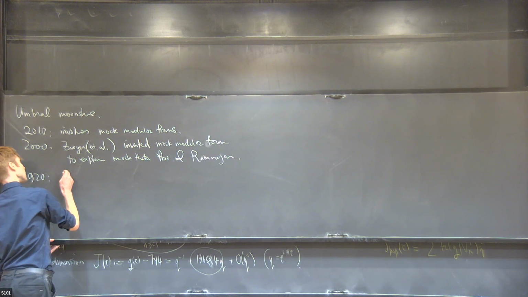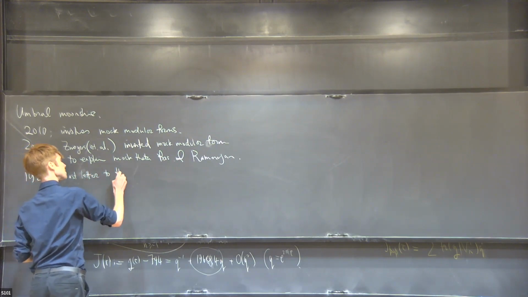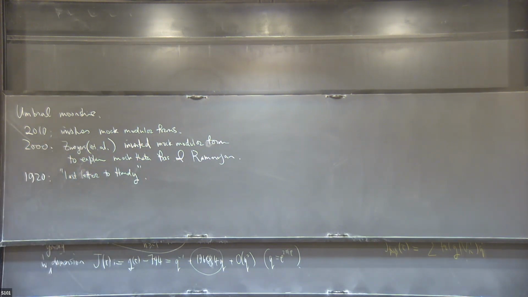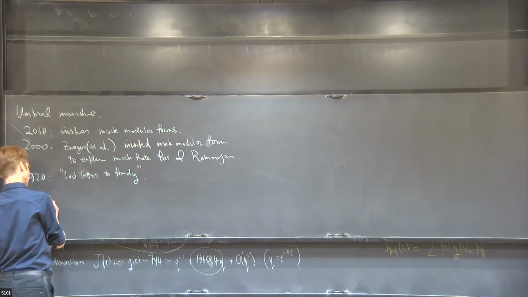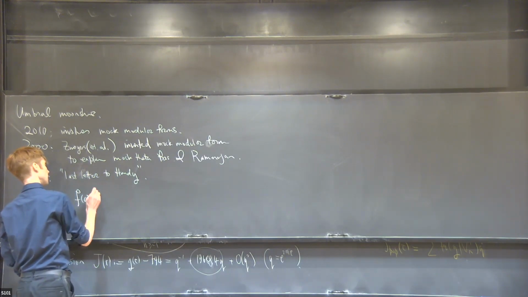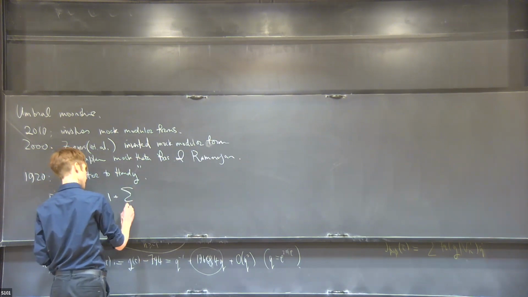So in his last letter to Hardy, Ramanujan mentions some examples of things he calls Mock theta functions, but doesn't really explain what they are. So here's an example of one of Ramanujan's Mock theta functions. f(q), consider this q-series.